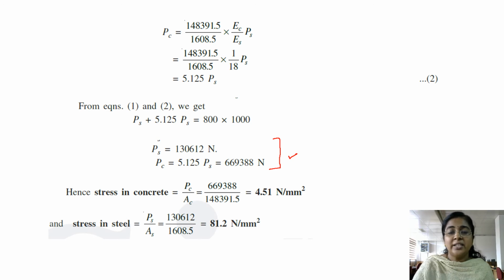Now we can find out the stresses by dividing the load by corresponding area. Stress in concrete is load of concrete divided by area of concrete, that is 4.51 Newton per mm square, and stress in steel is load taken by steel divided by area of steel, that is 81.2 Newton per mm square.